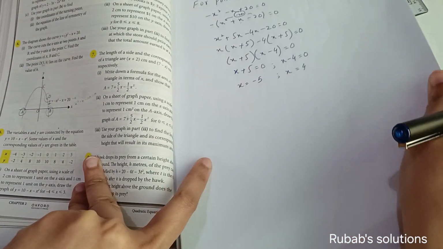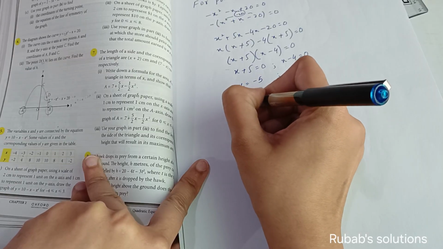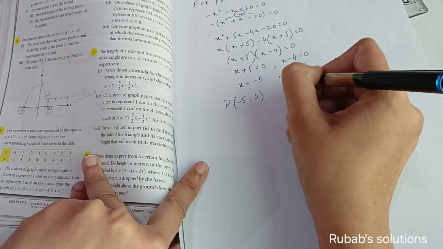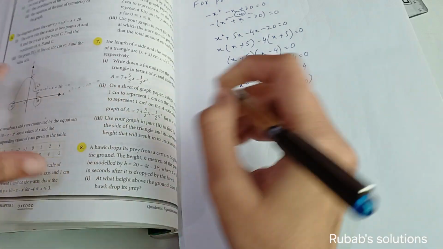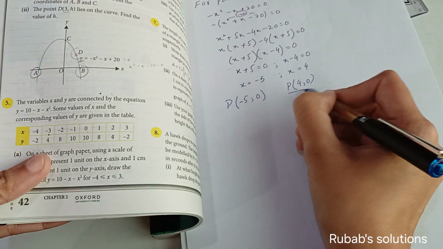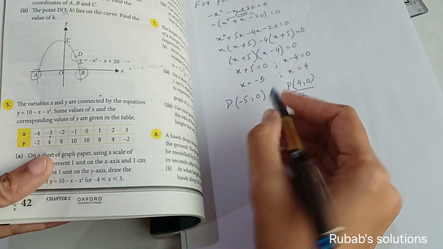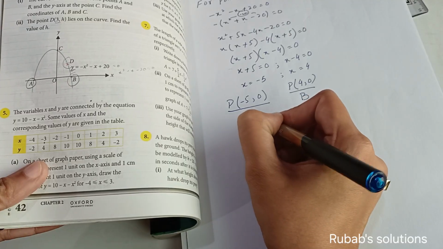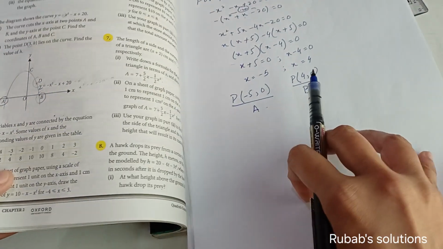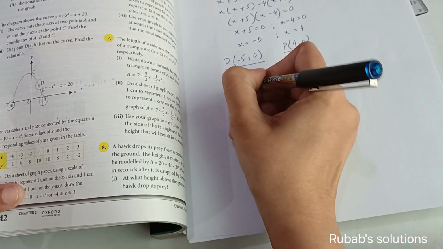You have to write down the points in coordinate form, so the point is minus 5 and 0, and from here the point is 4 and 0. I told you B is on the positive side, so the positive point will be the value of B, and A is on the negative x-axis, so this point is the value of A. Now for point C, what will I put? I will put x equal to 0.